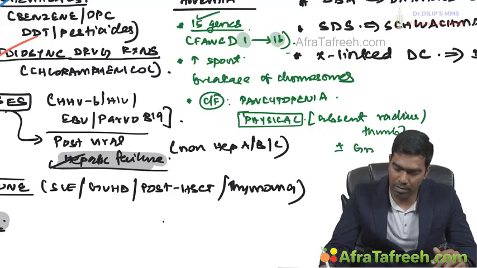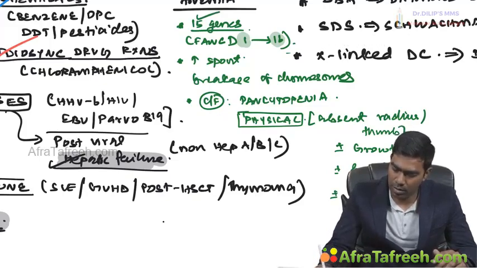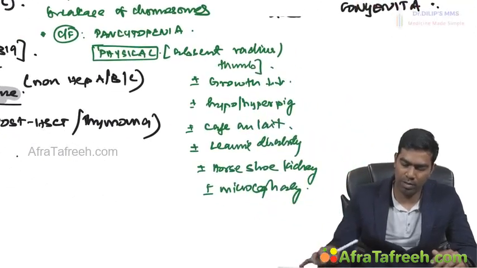Apart from that, the patient may have stunted growth or growth retardation. The patient may have hypo or hyperpigmentation. The patient may have café-au-lait spots, café-au-lait macules. The patient may have learning disability, horseshoe kidney, and even microcephaly.